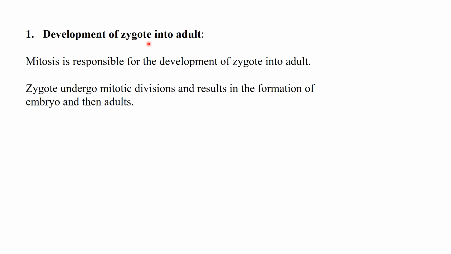Development of zygote into adult. Mitosis is responsible for the development of the zygote into the adult. A zygote is a cell that is produced during fertilization, when the sperm fertilizes the egg. This zygote is a unicellular, single cell. This cell undergoes mitotic division and different types of changes. It will form the morula, blastula, gastrula, and then the fetus will form.